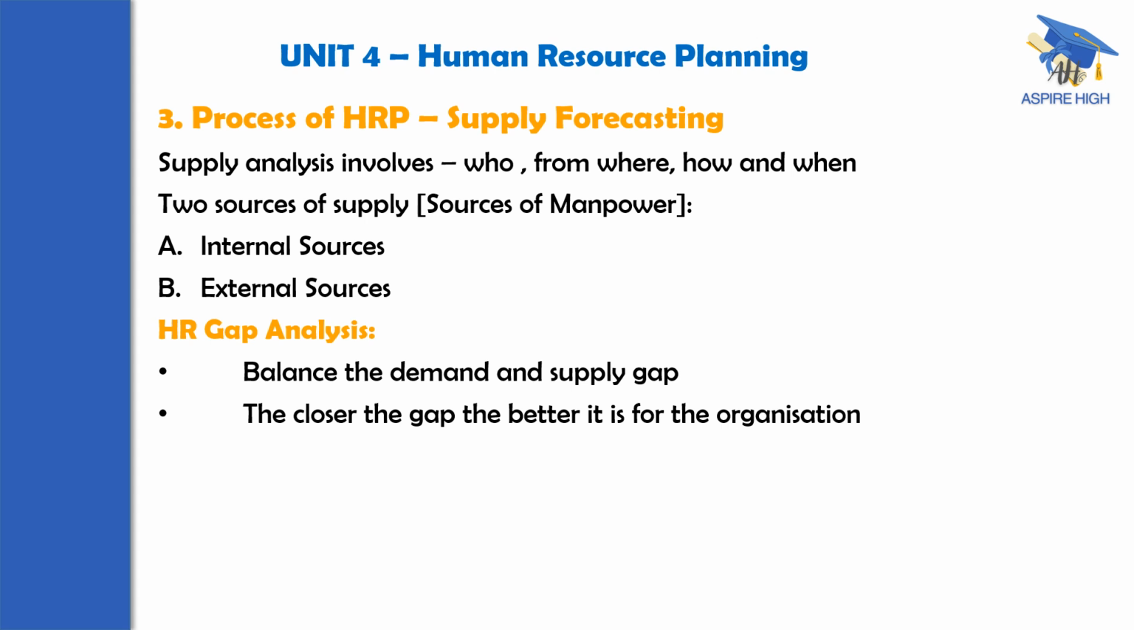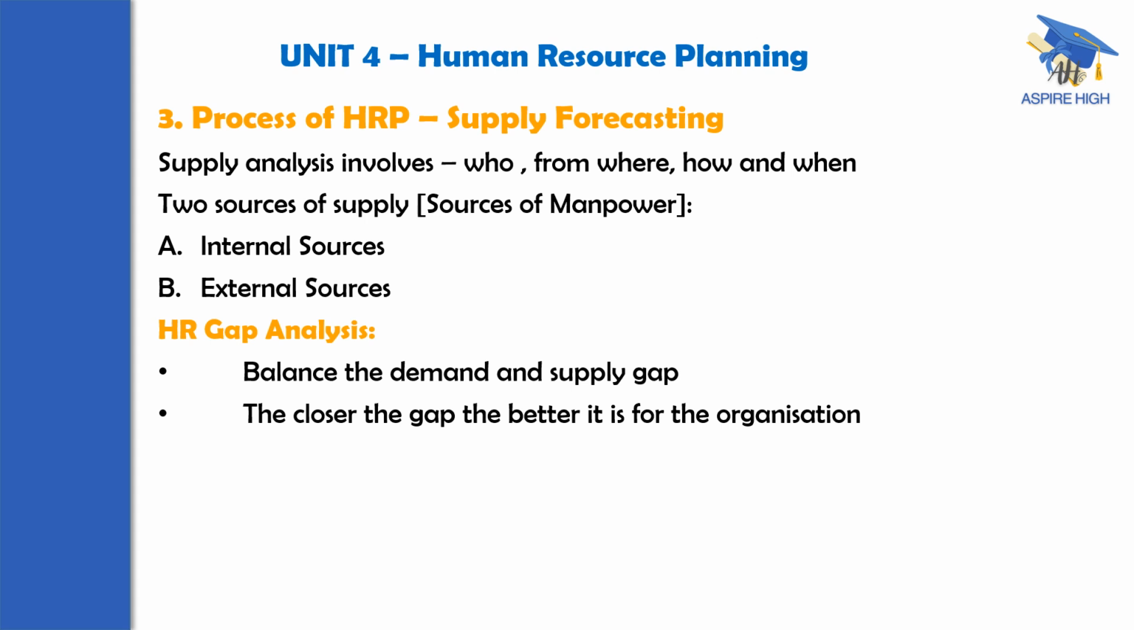Supply forecasting. After demand forecasting, we have to see the supply forecasting. This supply analysis involves who, from where, how and when. When means, suppose the projection is for a period of 3 years. There is no need for recruiting all the people at one time. We can do it on an annual basis. Then who is to be recruited means the role expectation, whether it is a manager position or a salesman, like that. Then from where means whether it is internal or external, and also the location.